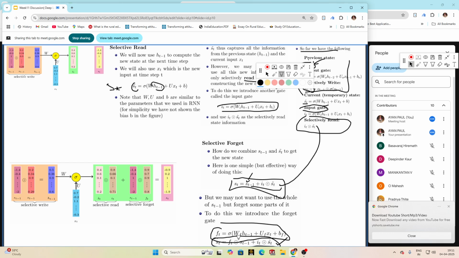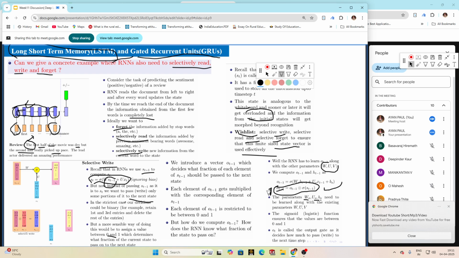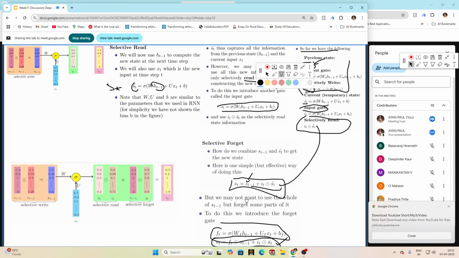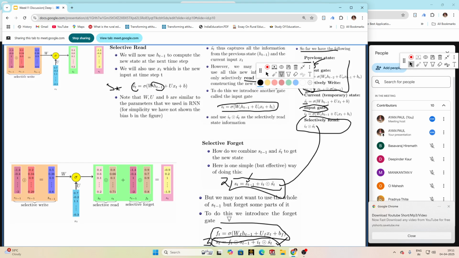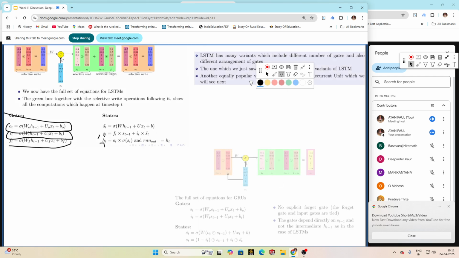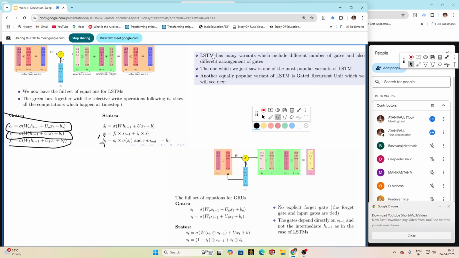So we have 3 gates and 3 states. What are the 3 states? This is the first state, this is the second state, and this is the third state. So we have 3 gates, 3 states. What are the gates? Input gate, output gate, forget gate. So this you have to remember. The complete network is known as LSTM, or the long short term memory network.